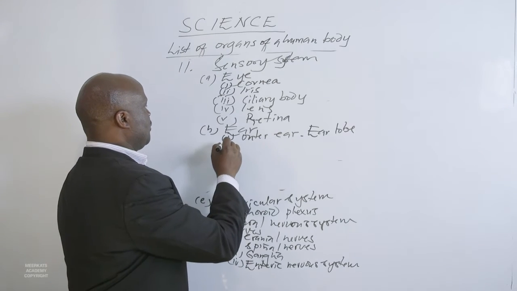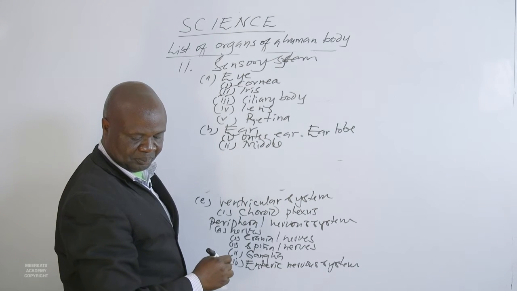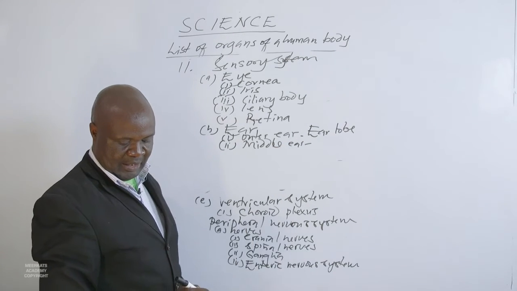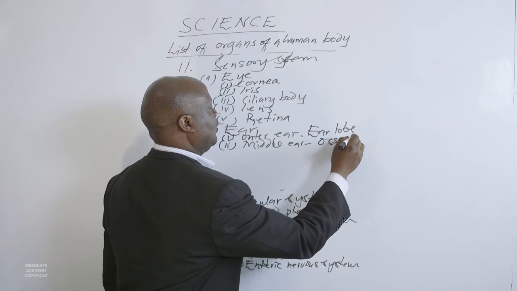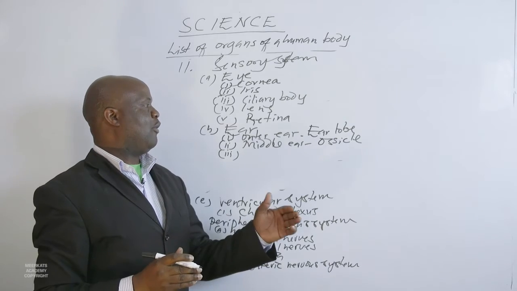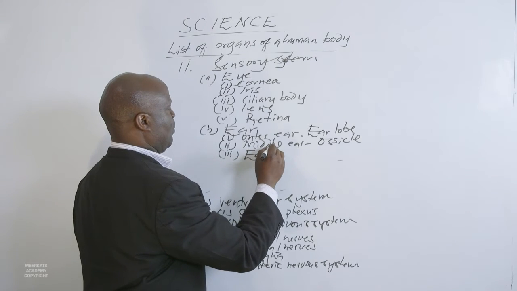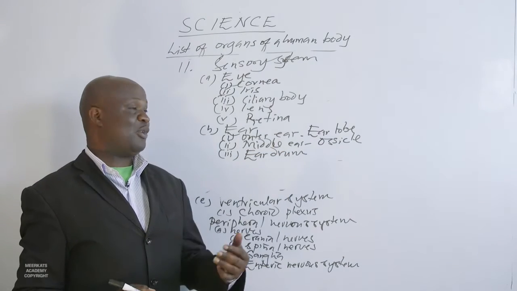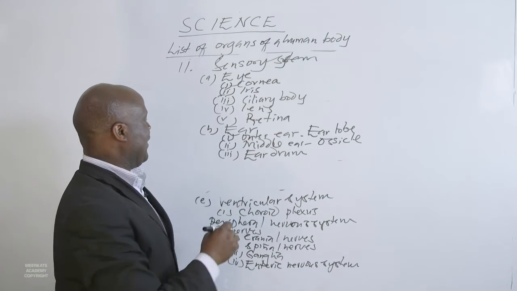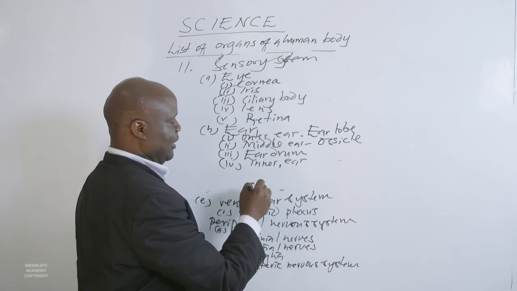Then we have the middle ear, and under the middle ear we have the ossicles. Even before we reach the middle ear, in between the outer ear and the middle ear, we have the eardrum. We know some of the functions of the eardrum, what the eardrum does. Then from the middle ear, we have the inner ear.